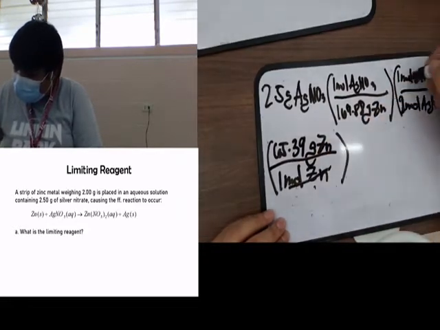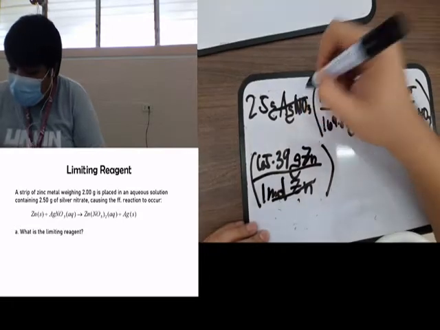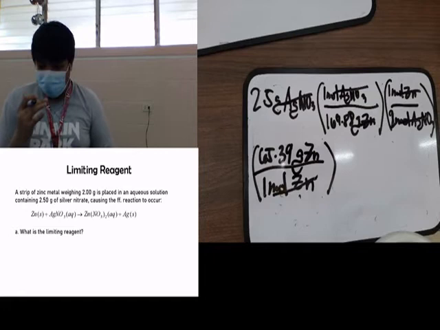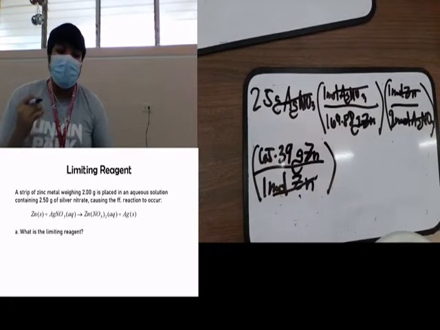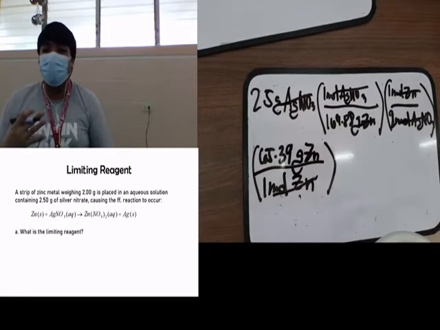So cancel, cancel, cancel, cancel. So why are we doing this canceling of units? Because we need to make sure that the unit that is left after canceling out all the units is the unit of the one that we're trying to solve here.